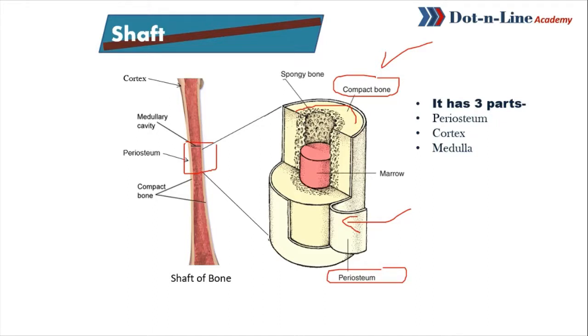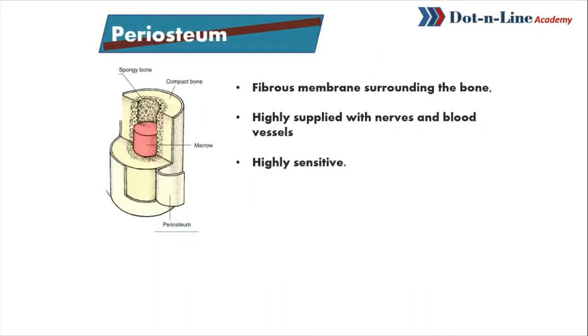Inside the cortex there is the medulla. In the medulla there is some spongy bone, and inside that there is a hollow structure. The hollow structure is filled with the bone marrow, the red bone marrow and the yellow bone marrow. So let's come to each part one by one.